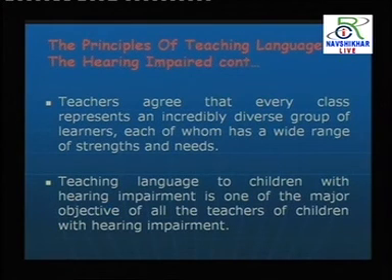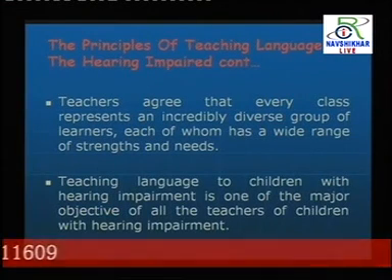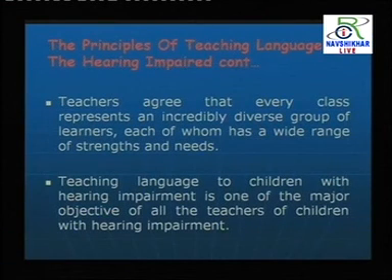Now in a class like this, a class of children with hearing impairment should have not more than 8 to 10 students. And these 8 to 10 students have diverse learning capacity, and their needs are different, because the needs depend upon the family background, the family support, things like that.